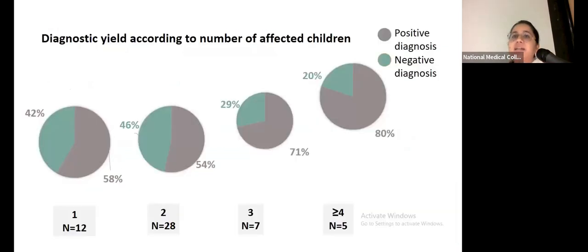Diagnostic yield did vary according to the number of children, but again, this may be misleading because it depends upon the type of disorders that came to us. In our cohort, the couples with the maximum number of affected children, that is more than 5, we had 5 such couples, and we had a yield in 80% of them. But as you can see, despite having a number of children affected with a particular disorder, there is a certain segment of couples who will not have a genetic diagnosis. This and the next slide discuss the disadvantages of NGS sequencing as well.